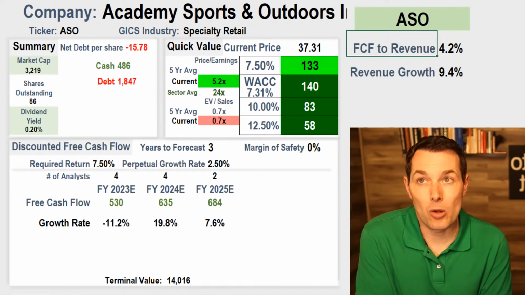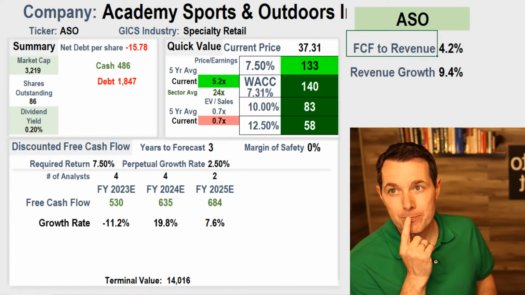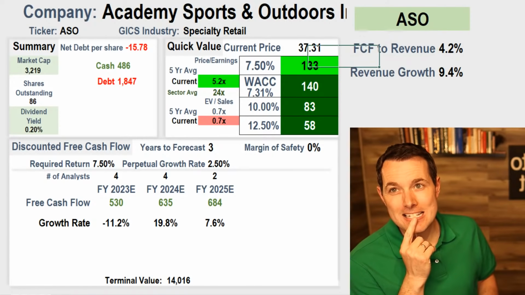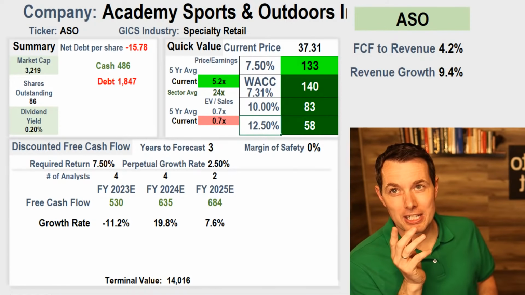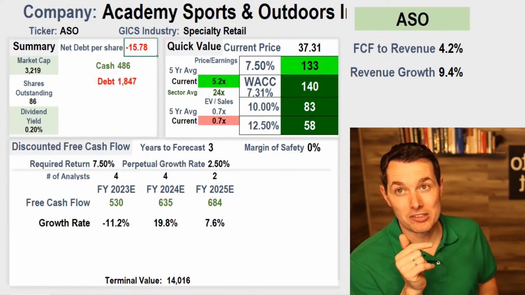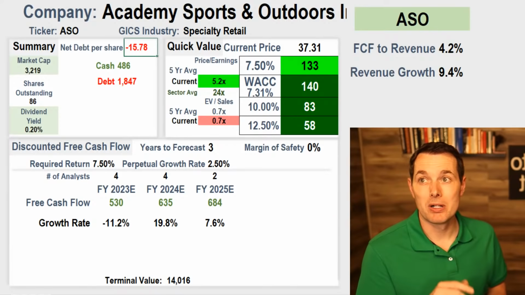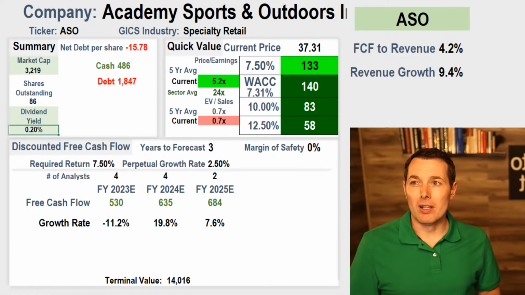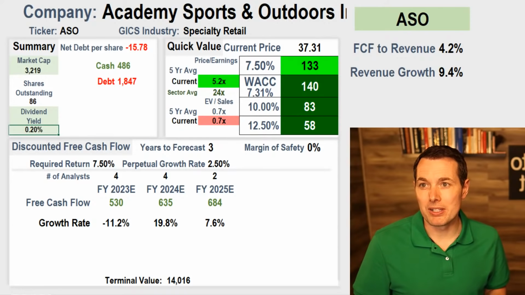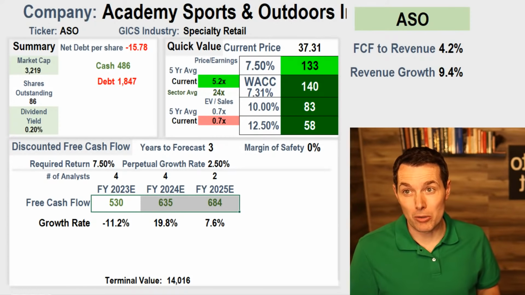Okay, ASO. Academy Sports. Oh, I think we looked at this one before. We have, yeah. Again, it is suspiciously green. $15 added, that's 133 after the $15, 140 after the $15 drop. A low dividend yield. Why would a company like this pay a dividend? Growth. Reasonable growth.